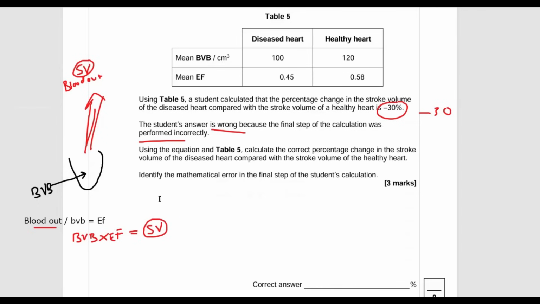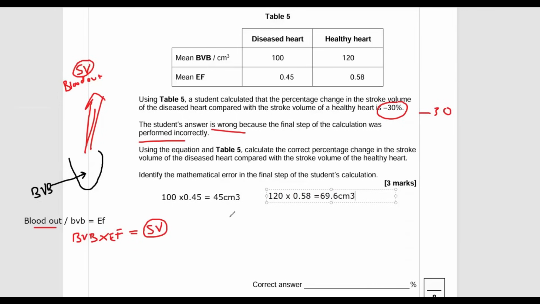So all I've got to do is 100 times 0.45 for the diseased heart, and the amount of blood that leaves the heart with one beat is 45 centimeters cubed for a diseased heart. Let's check out how much blood leaves a healthy heart with one beat, and it's 120 times 0.58. And if you do 120 times 0.58, you're going to get something like 69.6 centimeters cubed.